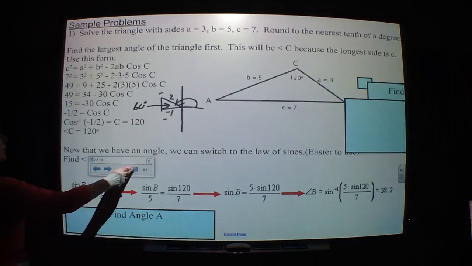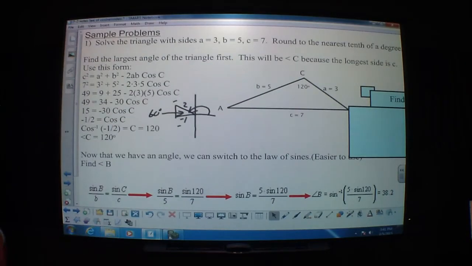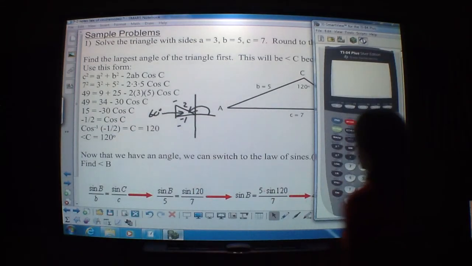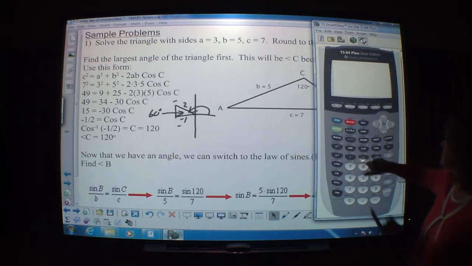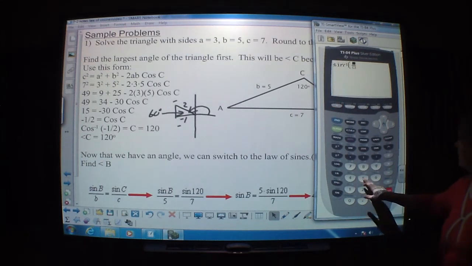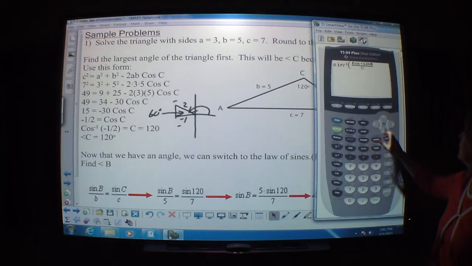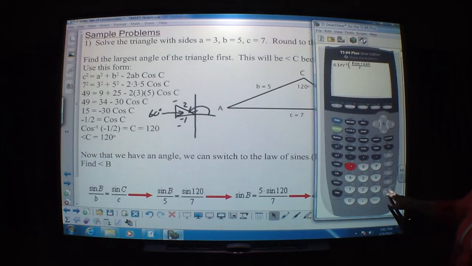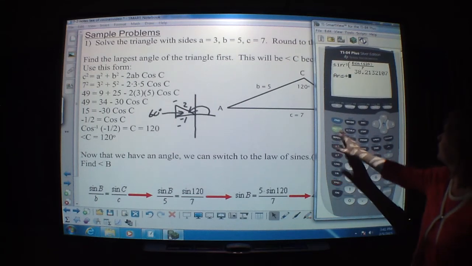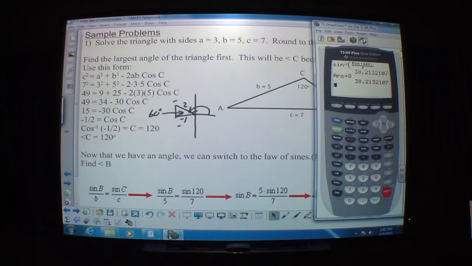So on my calculator, I would do the inverse sine of 5 sine of 120 over 7. Inverse sine is the blue function, so I do second, inverse sine. I like to use fractions, so I use the fraction button, 5 sine of 120 on the top and 7 on the bottom. It's 38.2. I am going to store that in B so I have it later for use.